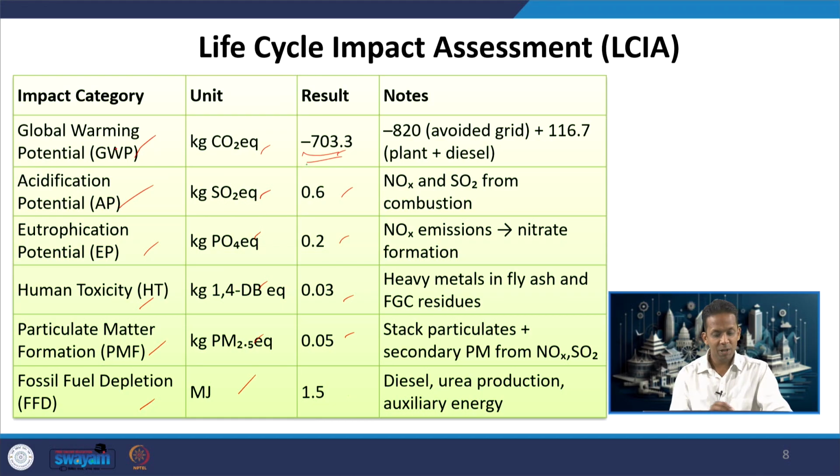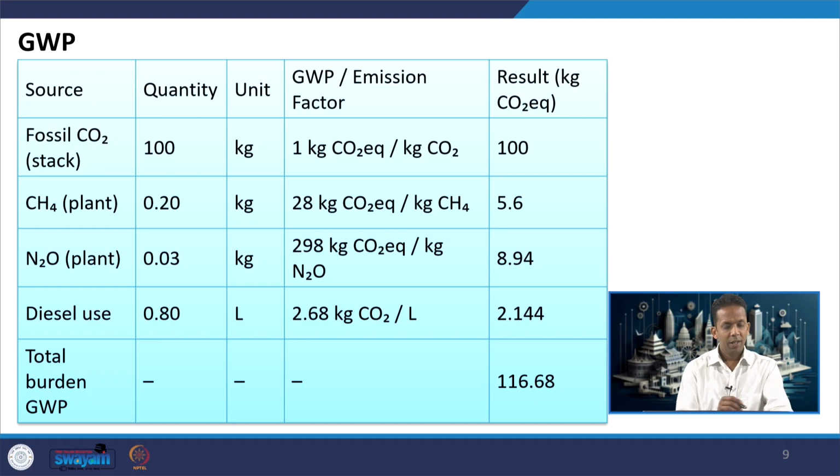So, it appears that since it is a negative value, it means on the global warming potential side the waste to energy plant is actually environmentally beneficial. So, in global warming potential, we have CO2, methane and N2O, and the other last one was the use of diesel in the transportation while collecting the waste. Those quantities are given to us from the life cycle inventory.